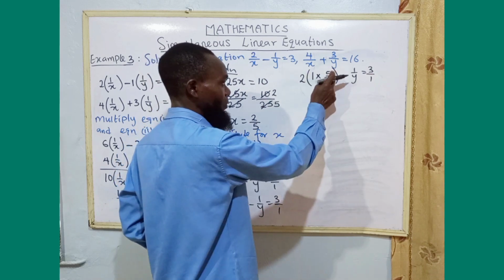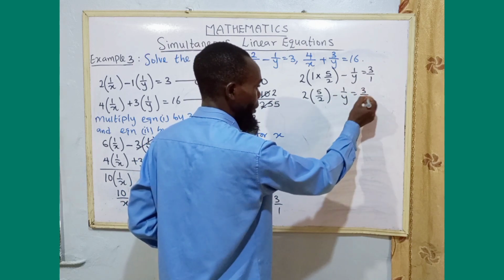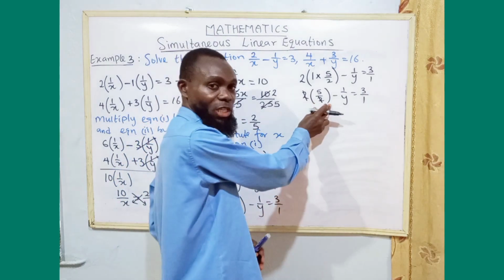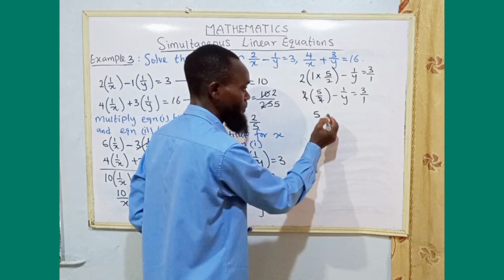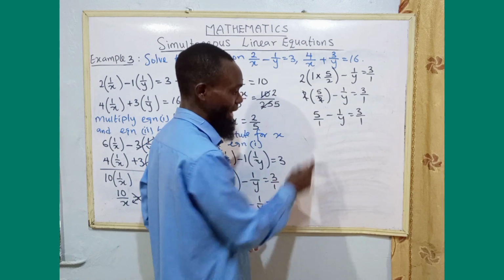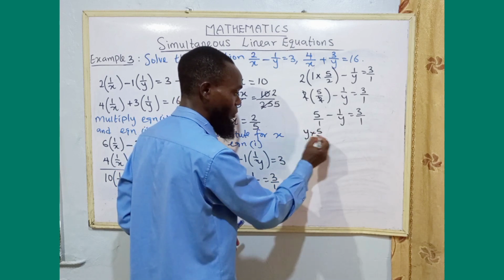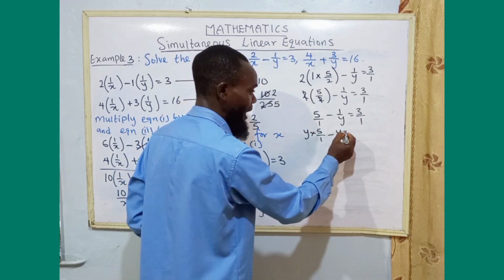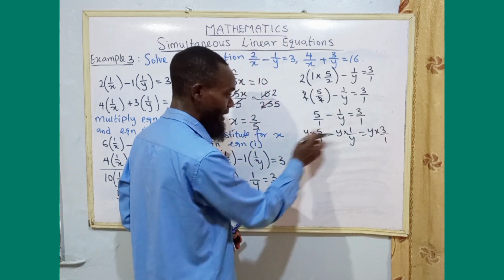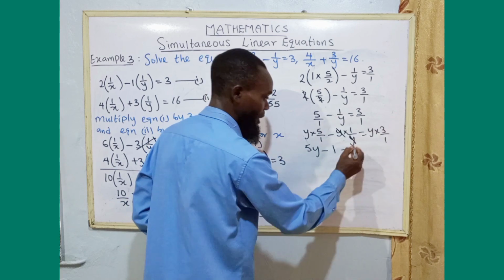So I have 1 times 5. I have 2 bracket 5 over 2 minus 1 over y equals to 3 over 1. 2 cancels 2, because what is joining them together is multiplication. This bracket means multiplication, so we can cancel. So we have 5 minus 1 over y equals to 3 over 1. Let's say over 1 here. So the LCM here is y. Let us multiply through by y. y times 5 over 1 minus y times 1 over y is equals to y times 3 over 1. Y times 5, 5y, minus y cancels y, minus 1 is equals to y times 3, 3y.